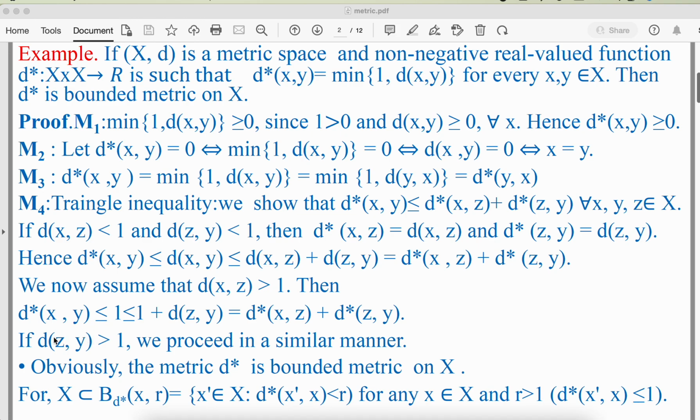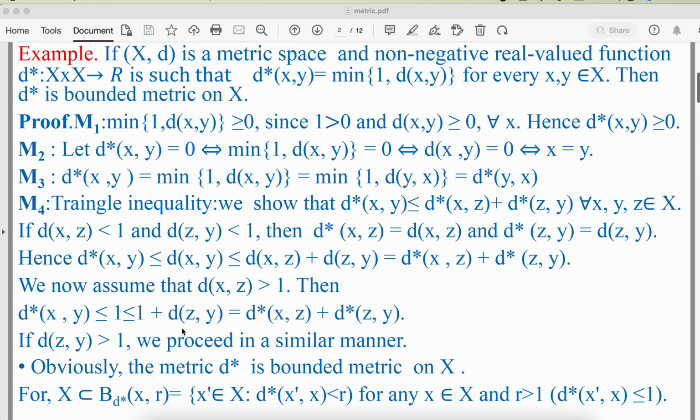So similarly, if we assume d(z, y) to be greater than 1 and proceeding like this, we can show that d star(x, y) is less than or equal to d star(x, z) plus d star(z, y). It means all the conditions of a metric are satisfied. It means d star is a metric on a set X.